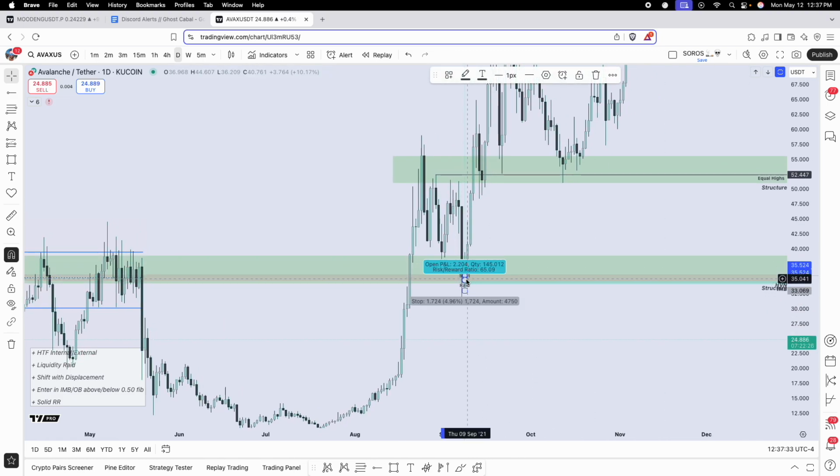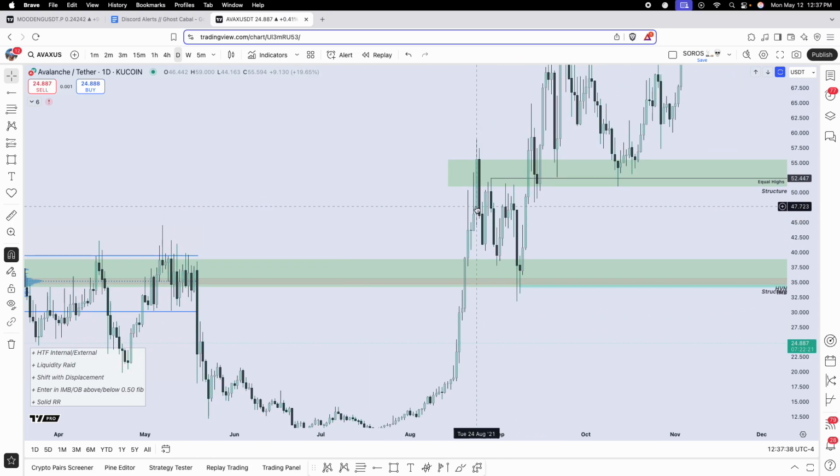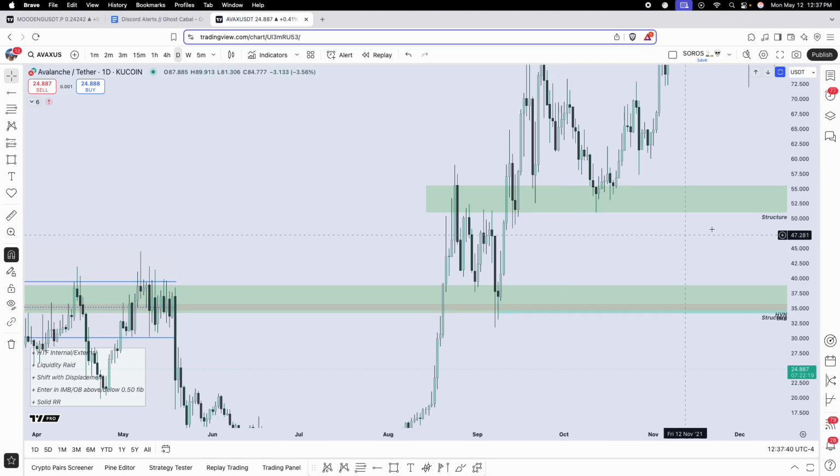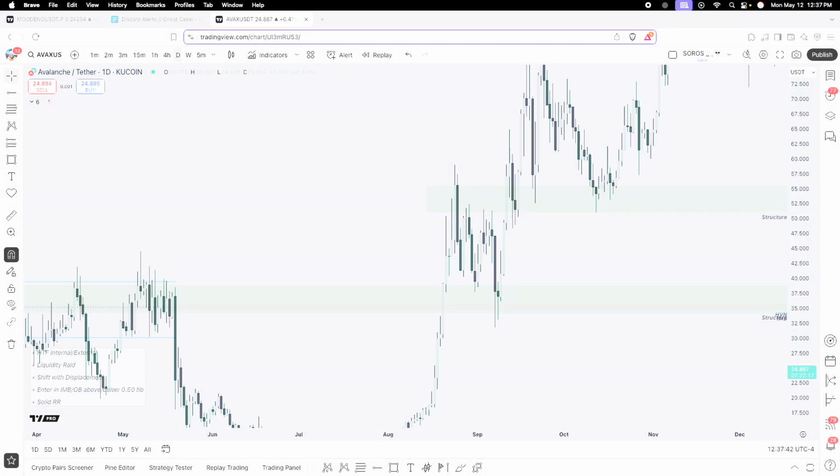So now we have theory, and then we have a way to apply it to the chart to actually make a trade. So that's it for the session. I'm going to cut it here.